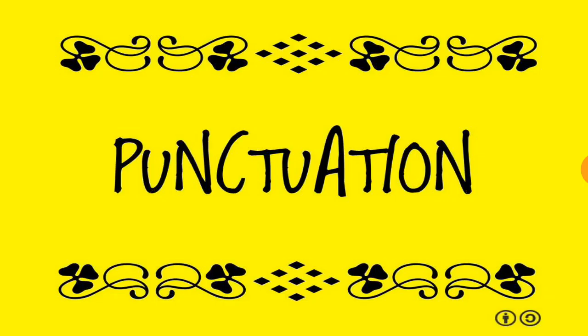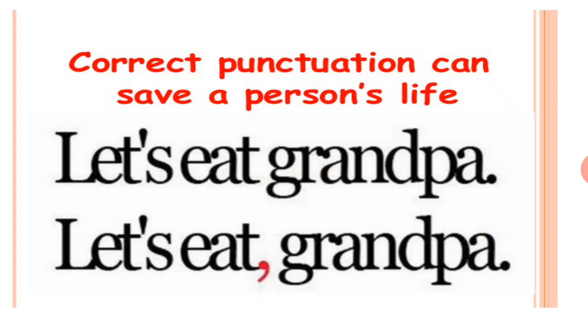Now, in our book, they prescribed spelling. Under that spelling, they gave us the apostrophe. So, before going to the apostrophe, we have to know some basic punctuation marks and how to use them. Let's see. Correct punctuation can save a person's life.